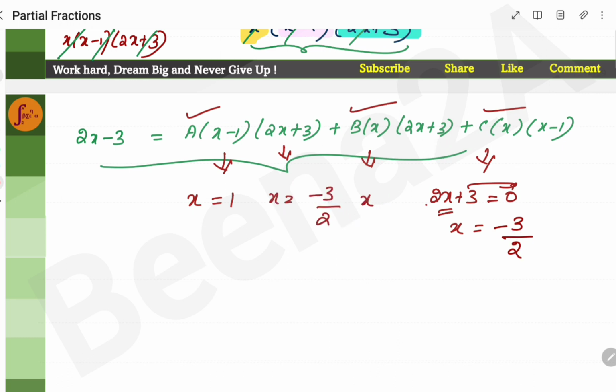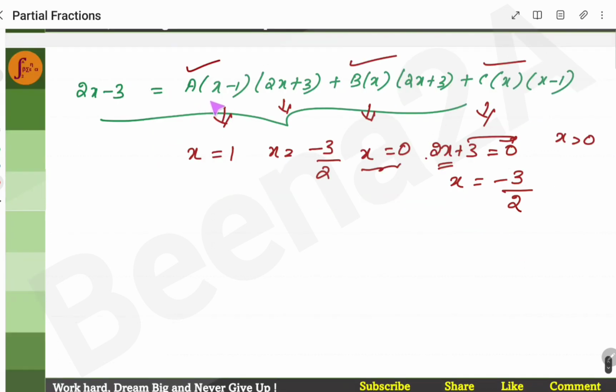And the next value of x would be, here I have simply x. When you have simply x, it means x is equal to 0, right? Because ultimately you're going to equate all of this to 0. x minus 1 equal to 0 means x is equal to 1. Here 2x plus 3 equal to 0, and then x is equal to 0. That's how you get these values of x.